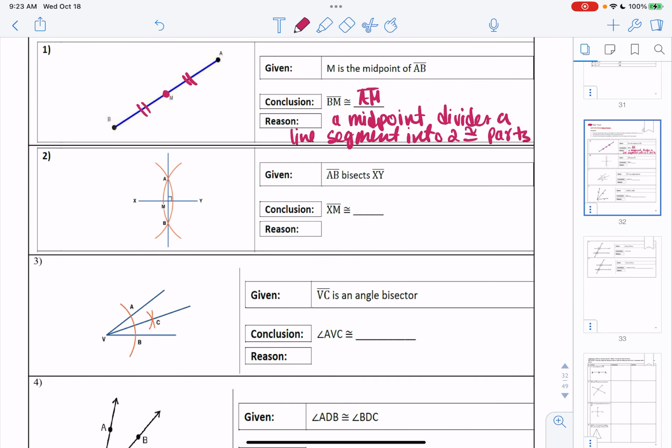Then we are given that AB bisects XY. So if AB bisects XY, similar situation, when something gets bisected, it creates two congruent parts. So XM is congruent to MY. Same thing, we will say a bisector divides a line segment into two congruent parts.